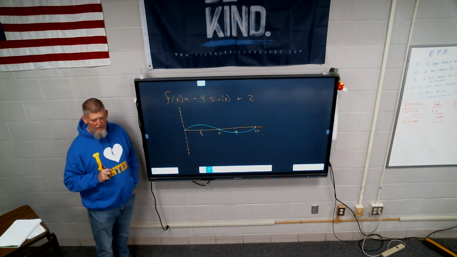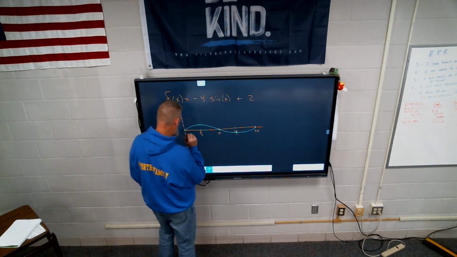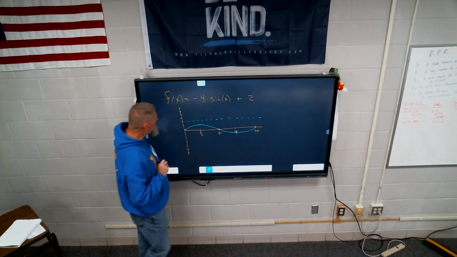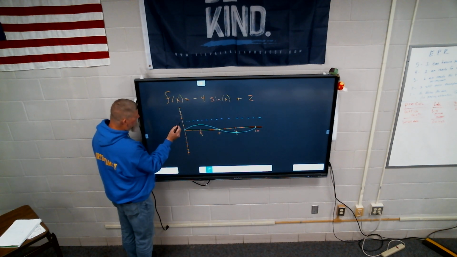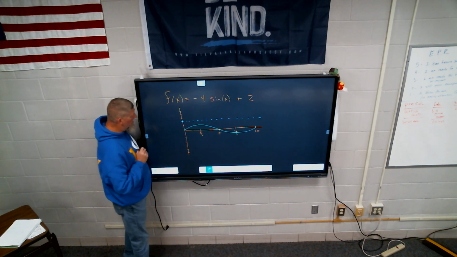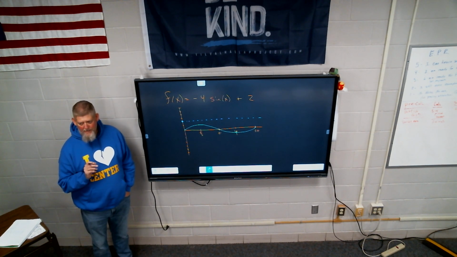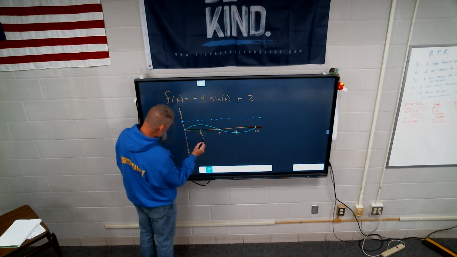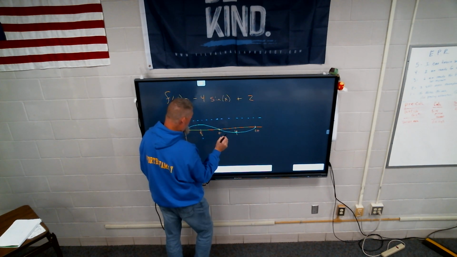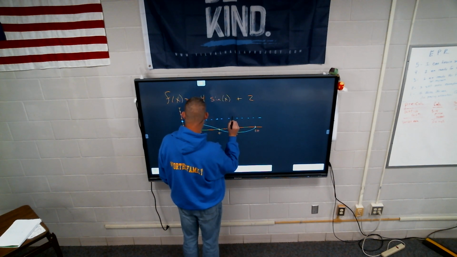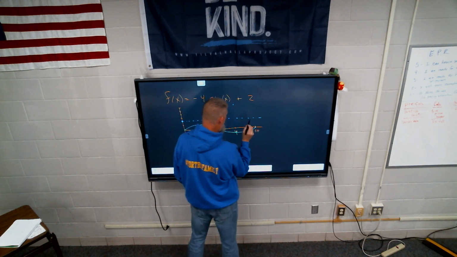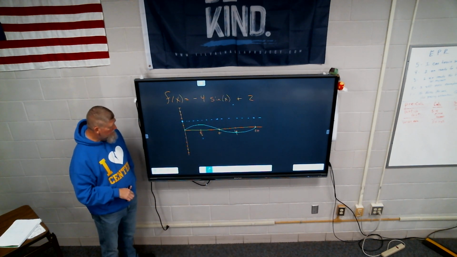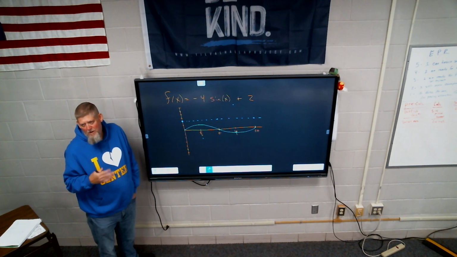Where's the new midline? Positive 2. So here's the new midline right here. Okay? So I'm going to start right here at 0, 2. Where am I going to be when I get to pi over 2? Negative 2, because I go down 4. So I go down to here. And then at pi I go back to the midline, 2. At 3 pi over 2, where do I go? Up at 6. And then at 2 pi, I'm back at the midline, 2. When I say 0, I mean the midline, but it's actually at 2.